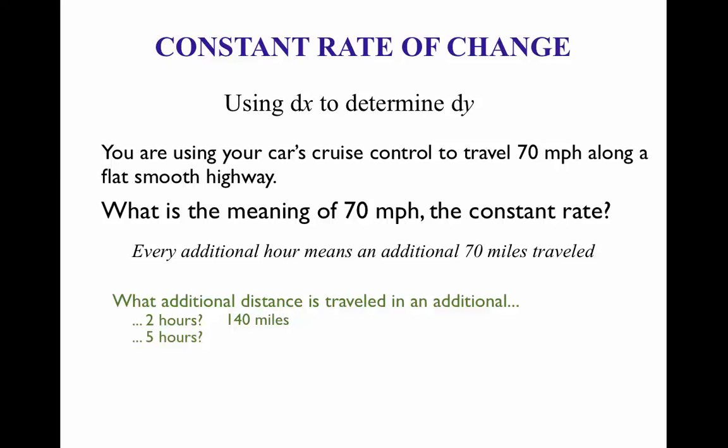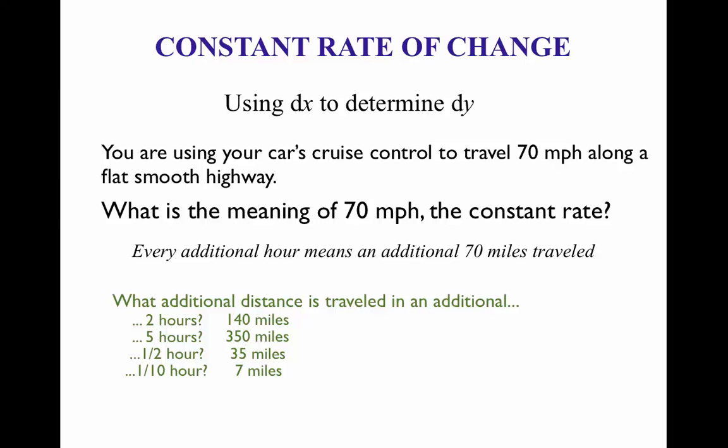What about if you go for 5 hours? What additional miles will you go? So you know more than the fact that every hour you go 70 miles. If you go for 2 hours, you go 140 miles. If you go for 5 hours, you go 350 miles. What about a half an hour? You go 35. See how much you know about this? What about in a tenth of an hour? How far do you go? 7 miles.